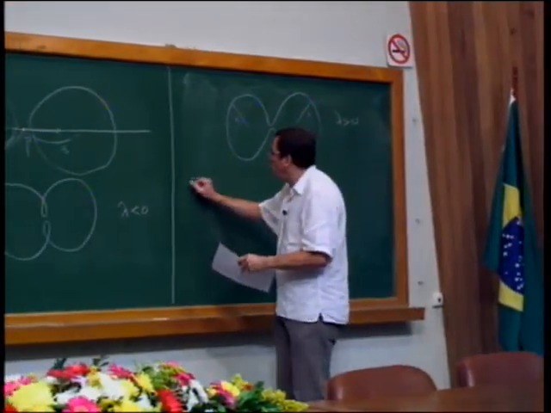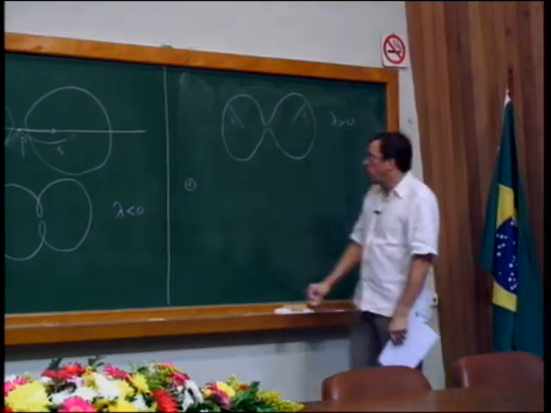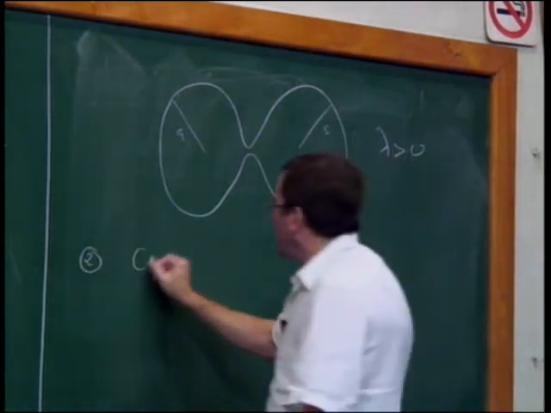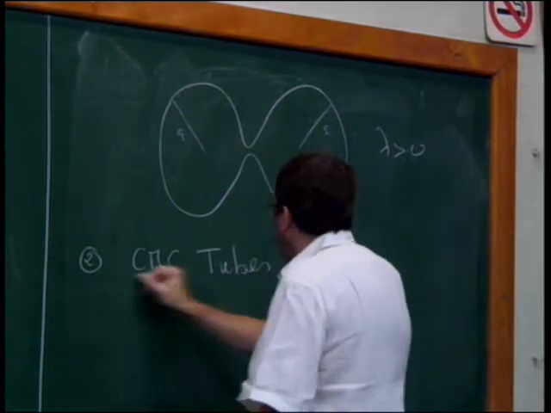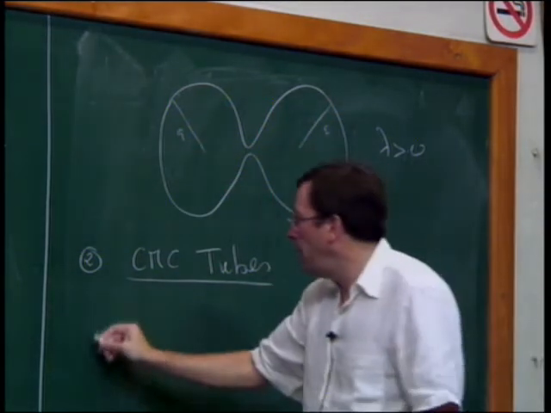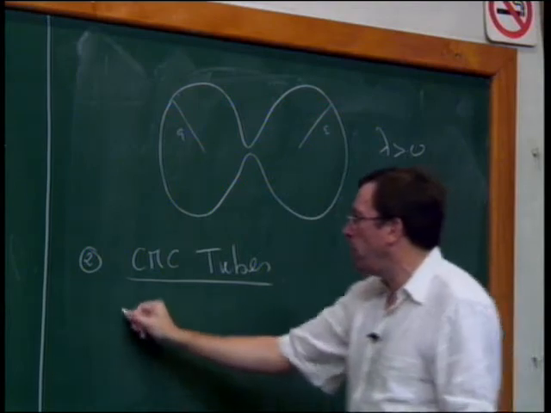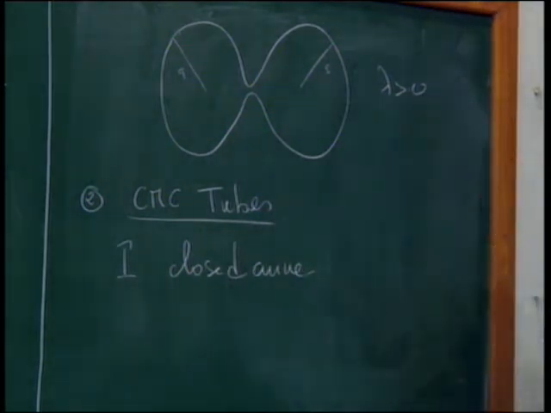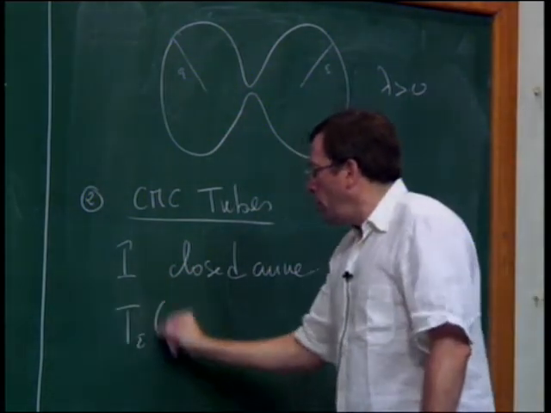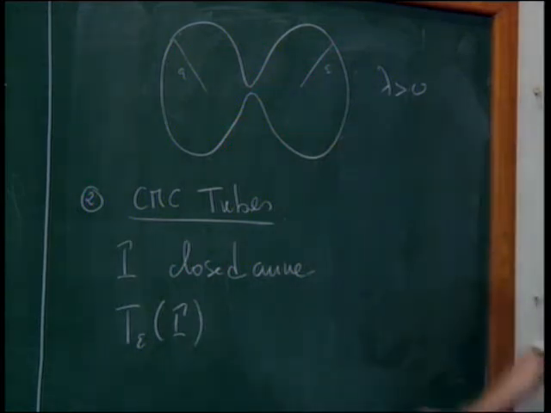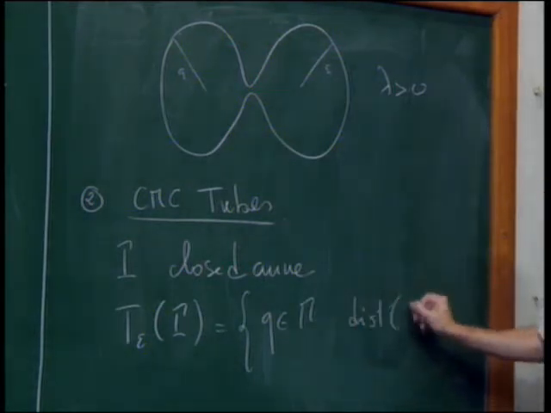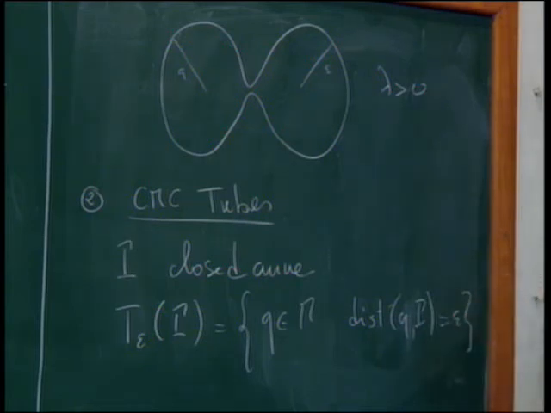Now the second construction I wanted to outline is a construction which generalizes these constant mean curvature tubes. So what is a tube? You give yourself a curve gamma, which is a closed curve, and you define the tube around gamma of size epsilon to be the set of points Q whose distance to gamma is equal to epsilon. So this is the geodesic tube around gamma.